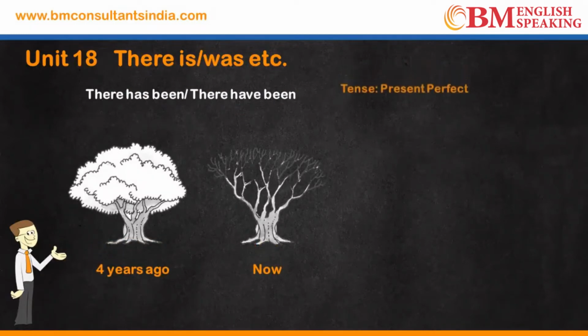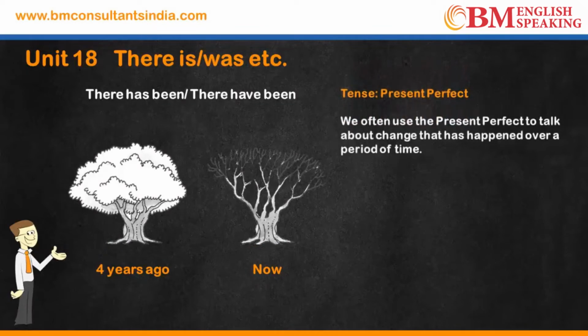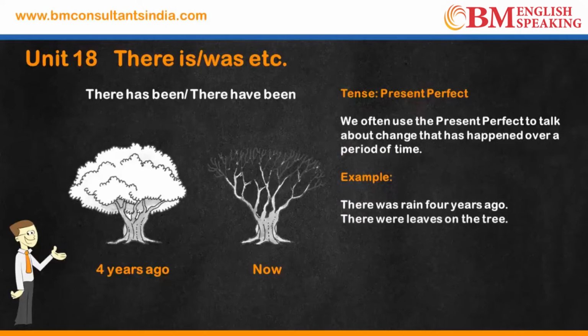You see the difference? We often use present perfect to express the change that has happened over a period of time. कुछ समय में जो चेंजेस हो चुके हैं वो जताने के लिए पूर्ण वर्तमान काल का हम उपयोग करते हैं. उदाहरण, example: there was rain 4 years ago. 4 साल पहले बारिश हुई थी. There were leaves on the tree. झाड़ पर पत्ते थे. After that time there was no rain. उसके बाद बारिश नहीं हुई है.